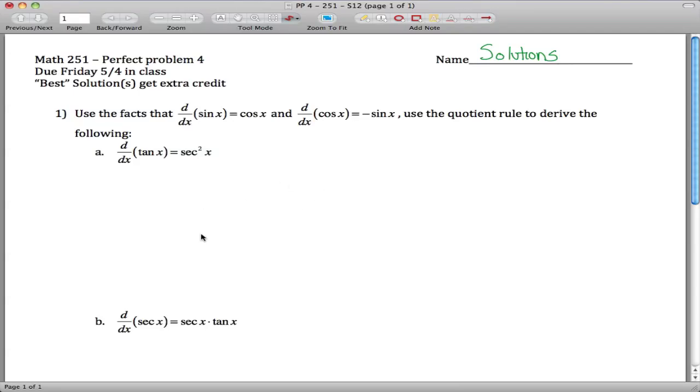Solutions to perfect problem 4 from Math 251. We're told that the derivative of sine is cosine, the derivative of cosine is negative sine, and from that we want to figure out some other derivatives. Derivative of tangent, for example.